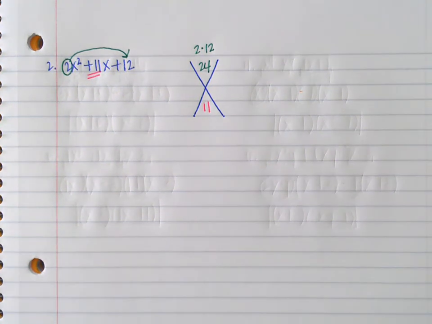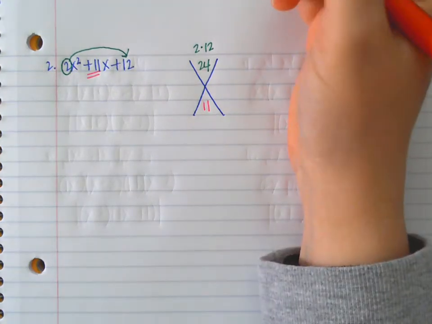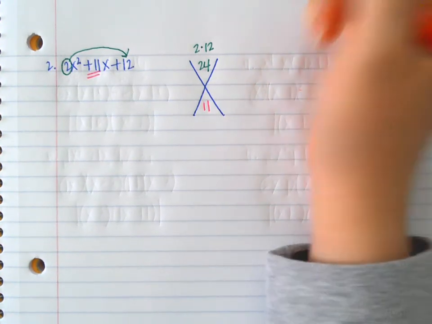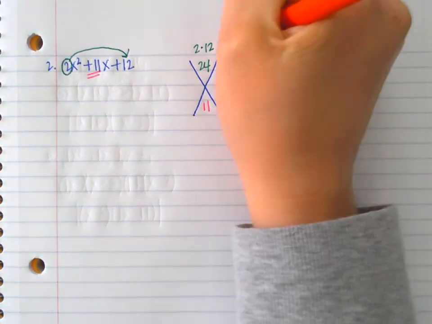So once you have that set up, now you're starting to think about our question. Your question is going to be super repetitive. What numbers multiply together to get you 24 and add to get you 11? So I'm going to write that.